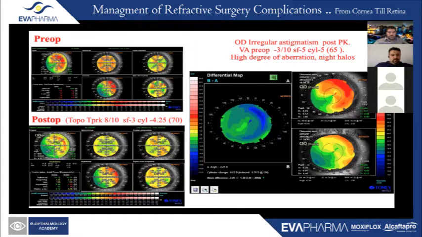And this is also how to manage refractive complication, but from PK. In this case, you can see a very irregular astigmatism, in which I use trans-PRK to regularize the cornea, and also to make as a final result a very good regular astigmatism, which I can easily correct also with the glasses or with the contact lenses. So you can use also PRK for managing the complication from other surgery like PK.